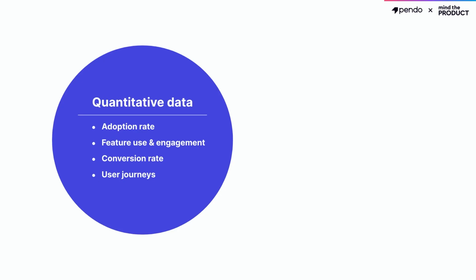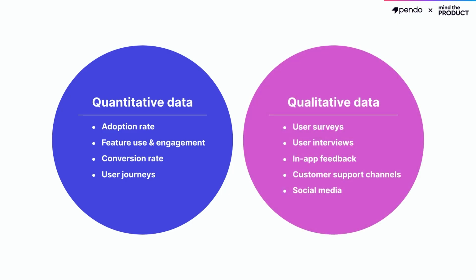You also learned about some specific tactics for leveraging data to evaluate a new product or feature. For quantitative data, this includes measuring adoption rate, feature usage and engagement, conversion rate, and how users move through the product. Product managers should also utilize qualitative inputs like user surveys, user interviews, in-app feedback collection, customer support channels, and social media to add context to the quantitative data.